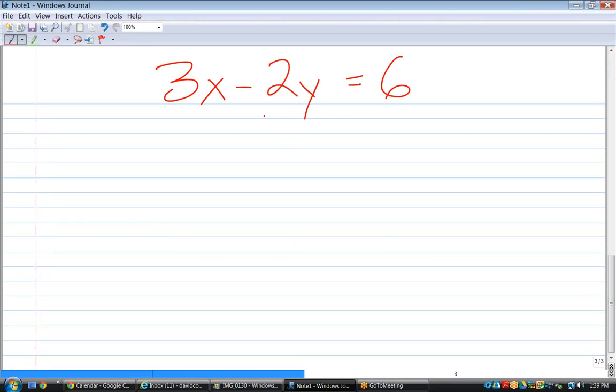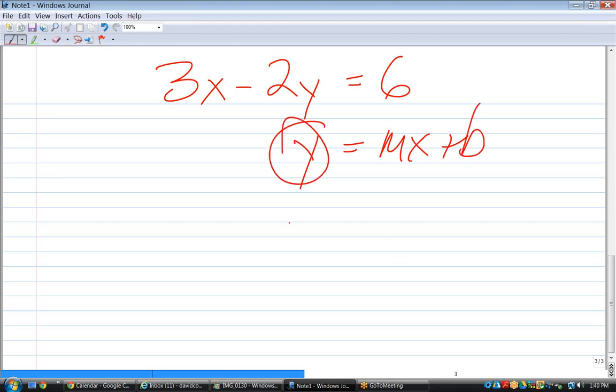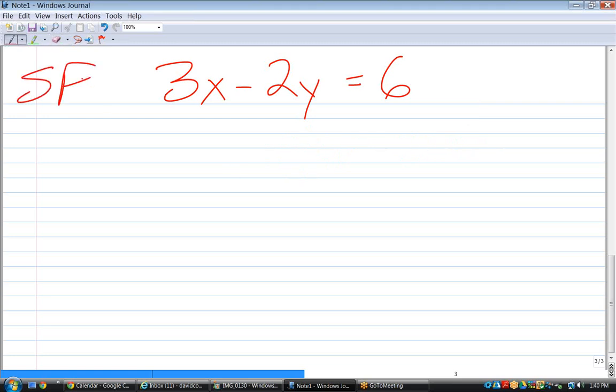What format is this in, Patrick? Isn't it mx plus b equals? No, it isn't. mx plus b is this. We don't have y isolated here. This is called standard format. And when it's in standard format, the one thing that is particularly easy to do is to find the x and y-intercepts.